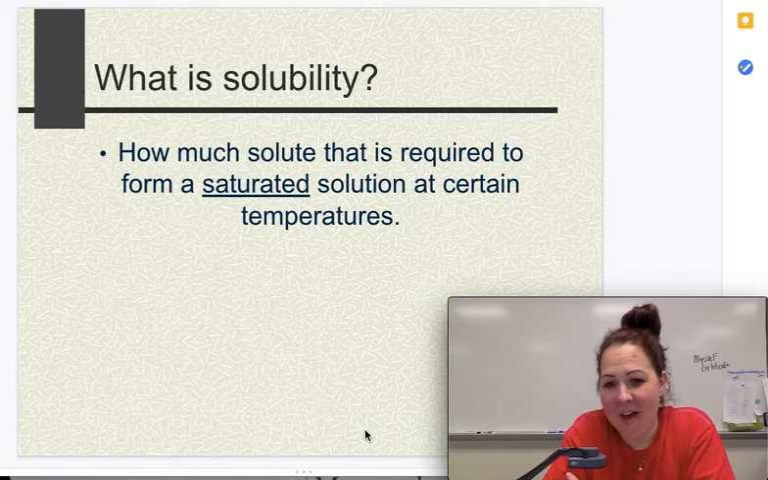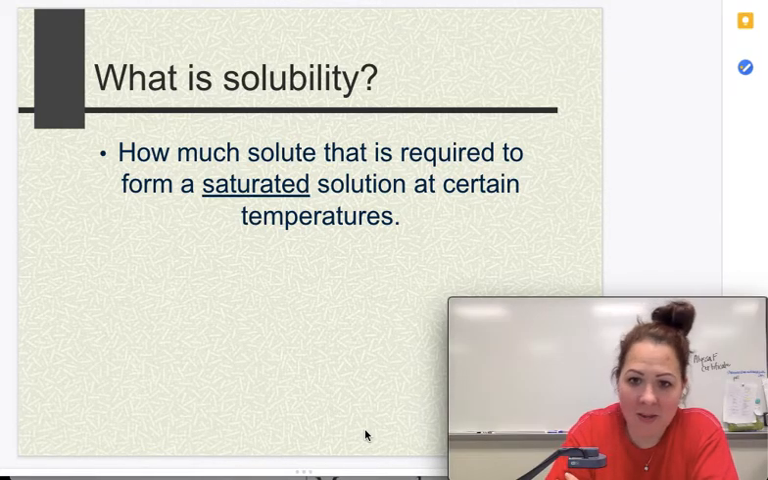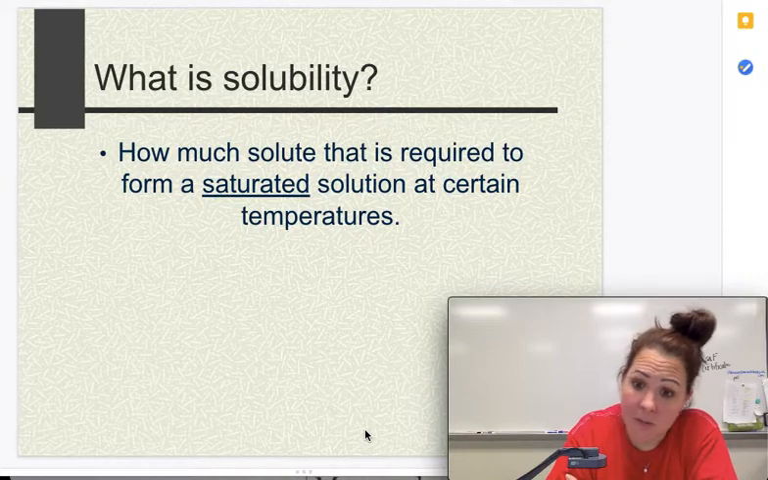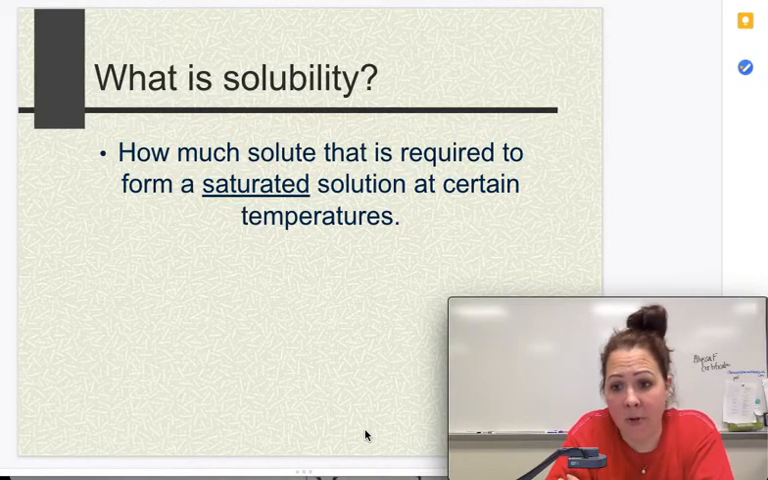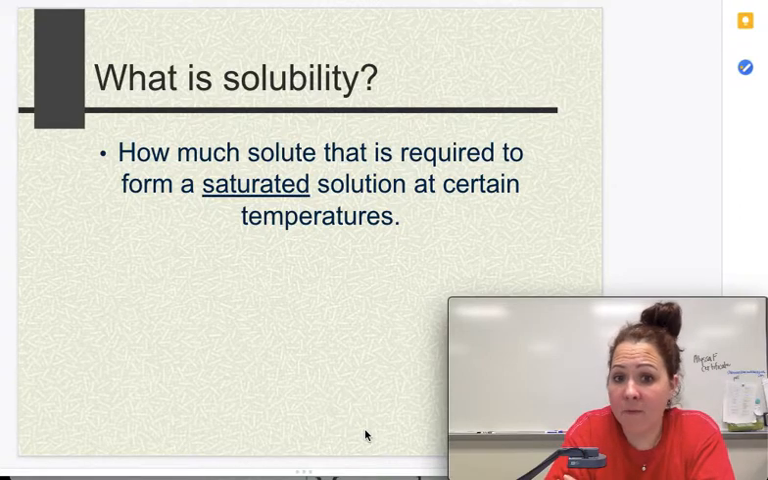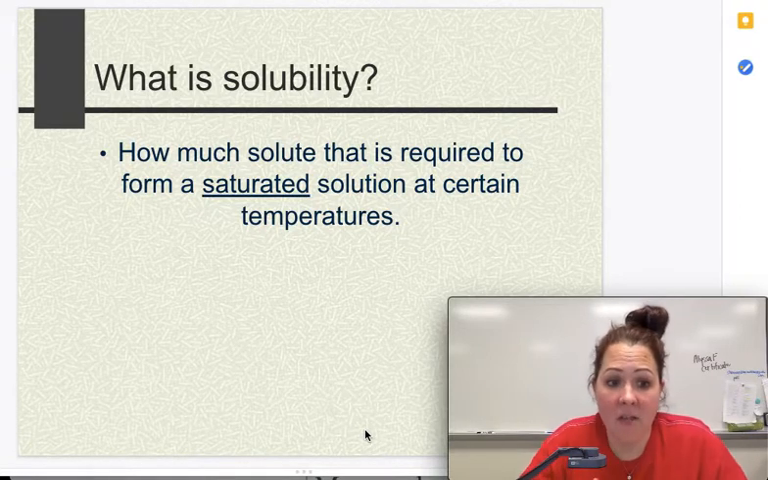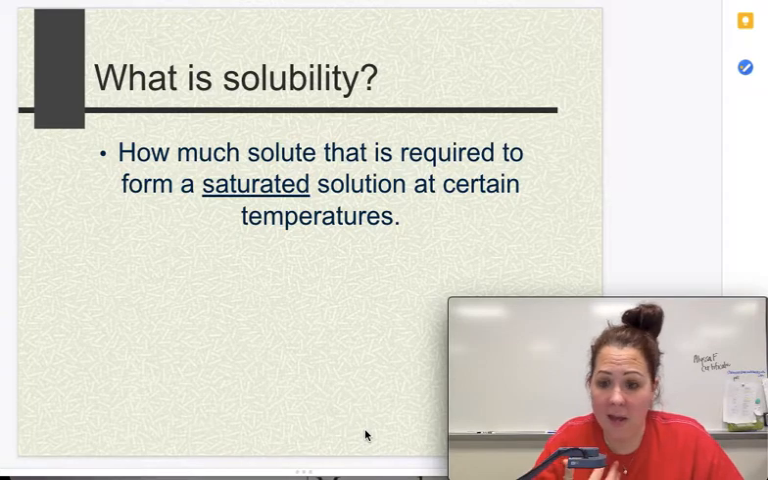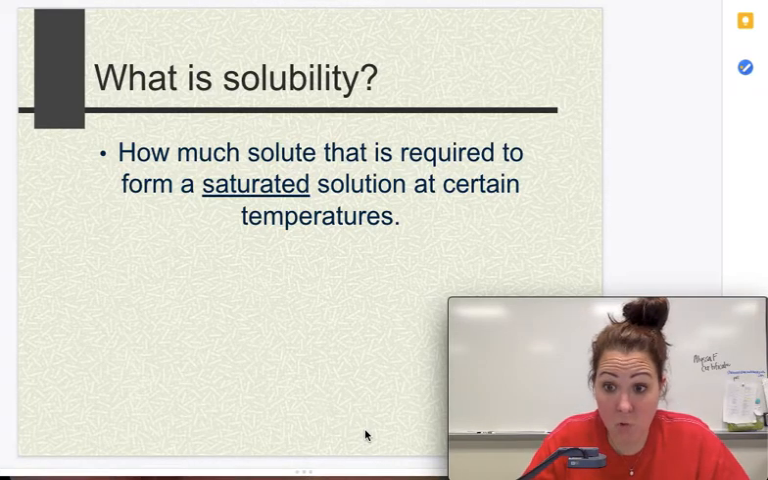It's kind of math, but it's reading a graph. It's a math topic over solubility. Specifically, we're going to look at solubility curves in today's video. So what we're going to first define is just what is solubility. Then after we define that, we're going to look at a solubility curve graph.